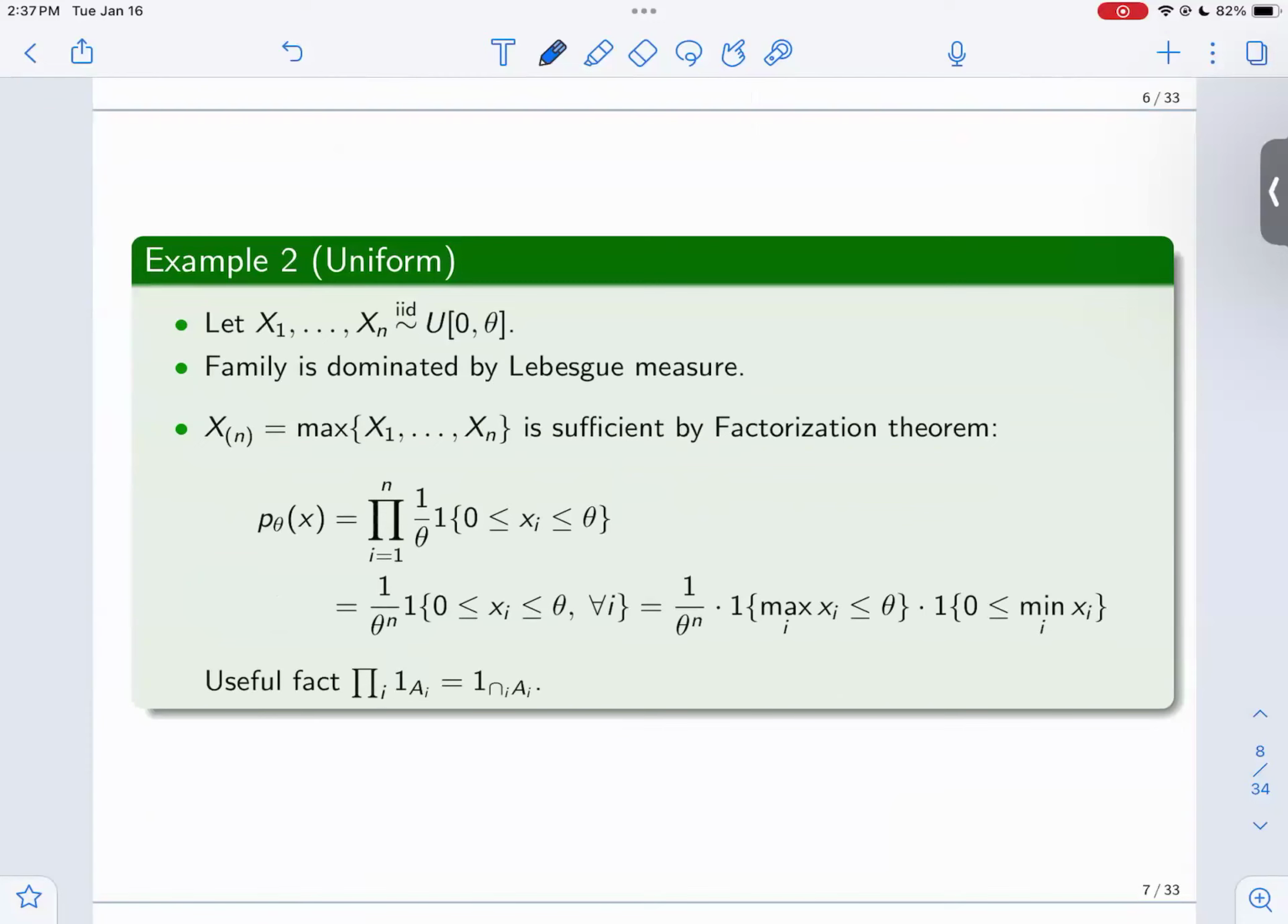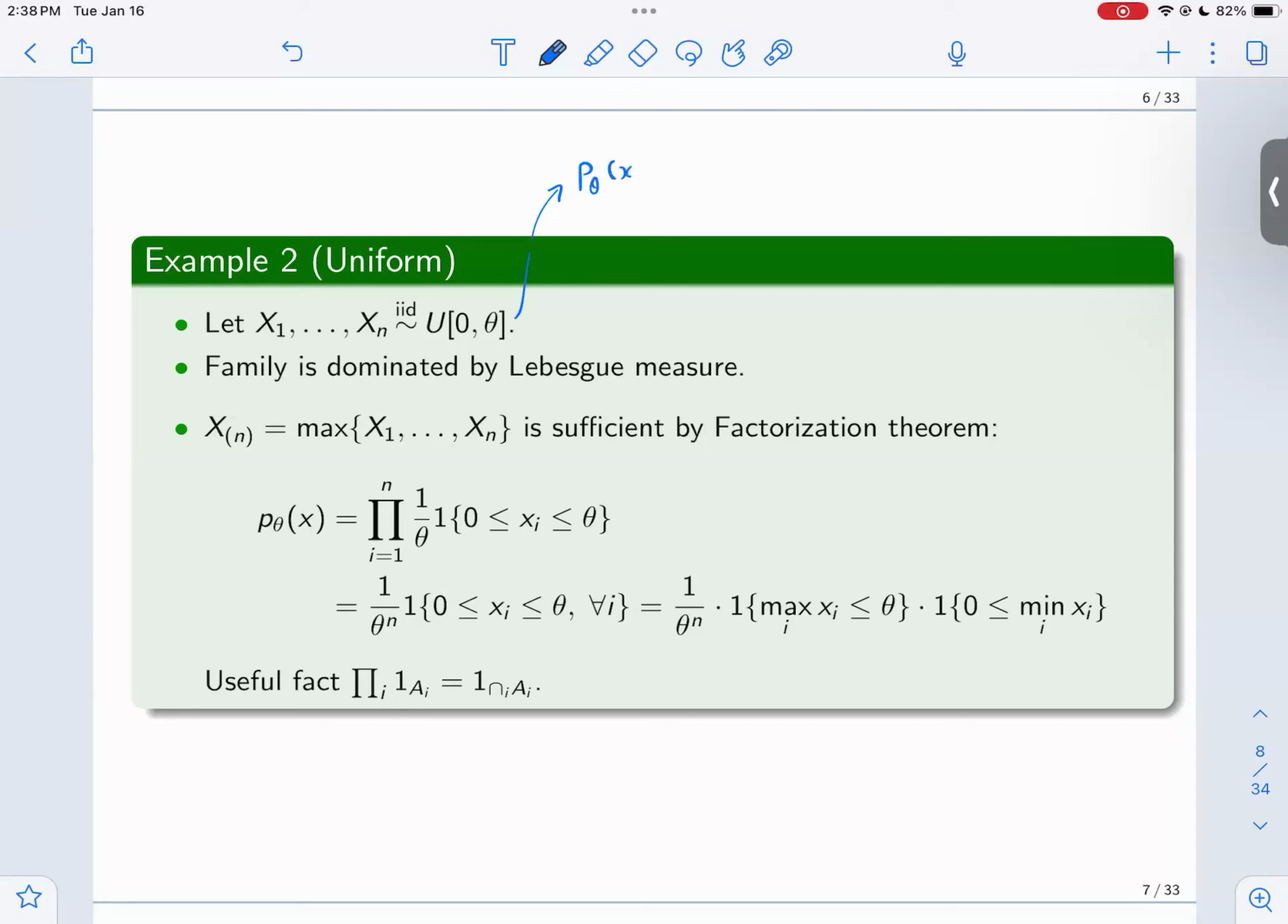Okay, here's another example. Suppose we have x1 up to xn i.i.d. uniform from 0 to theta. This is going to be another one of our nice examples because it violates a bunch of assumptions, as you will see, and gives interesting results. This family is dominated by the Lebesgue measure. Any continuous distribution that you have seen is basically dominated by Lebesgue measure, so they all have densities. Does anyone know what the density of uniform 0 theta is with respect to Lebesgue measure?